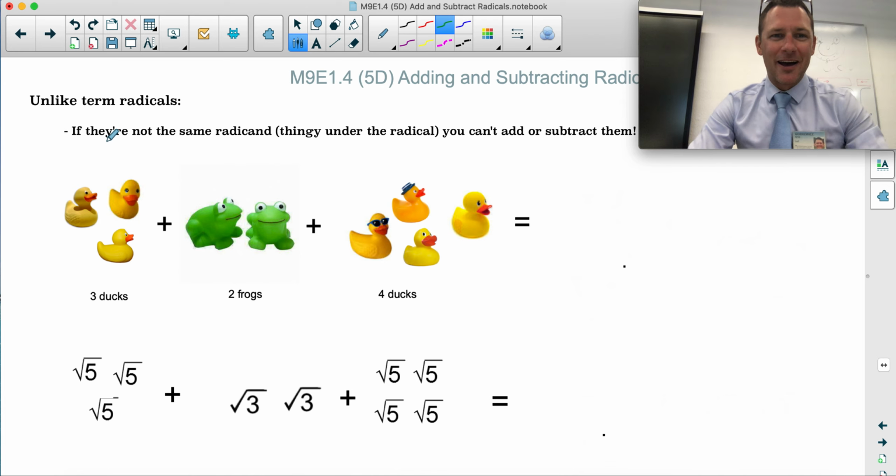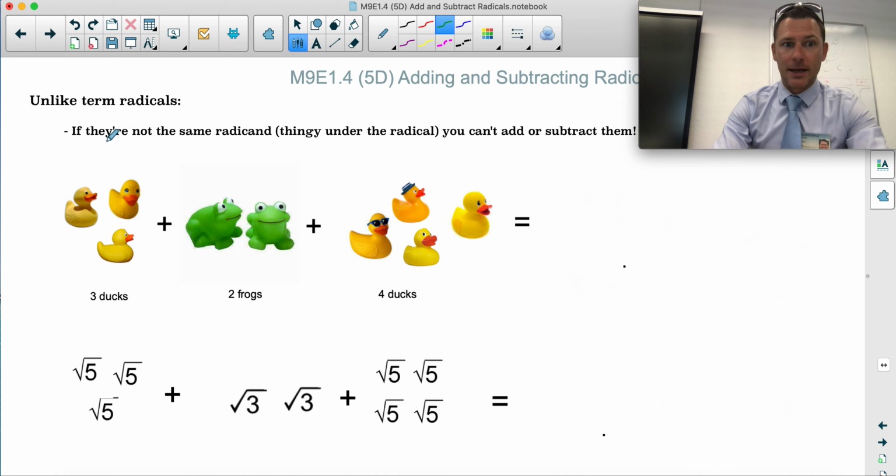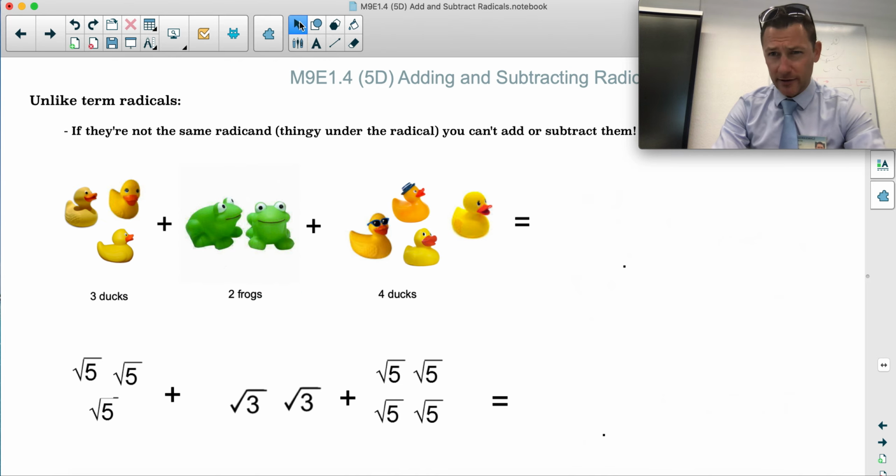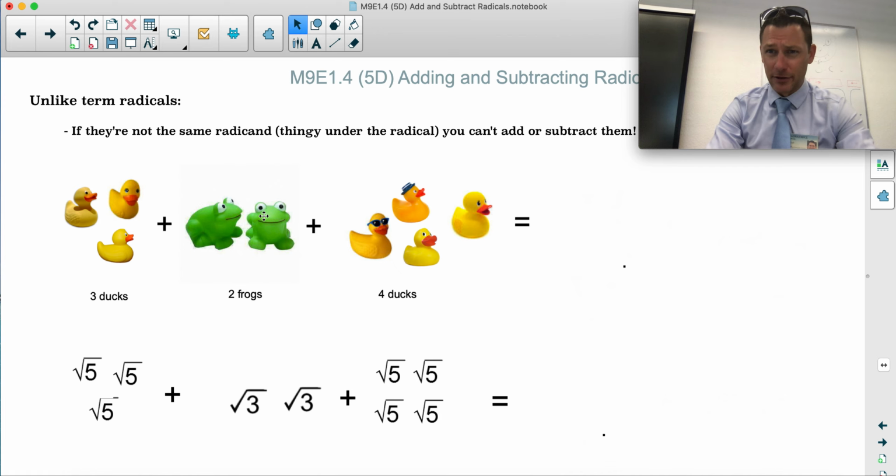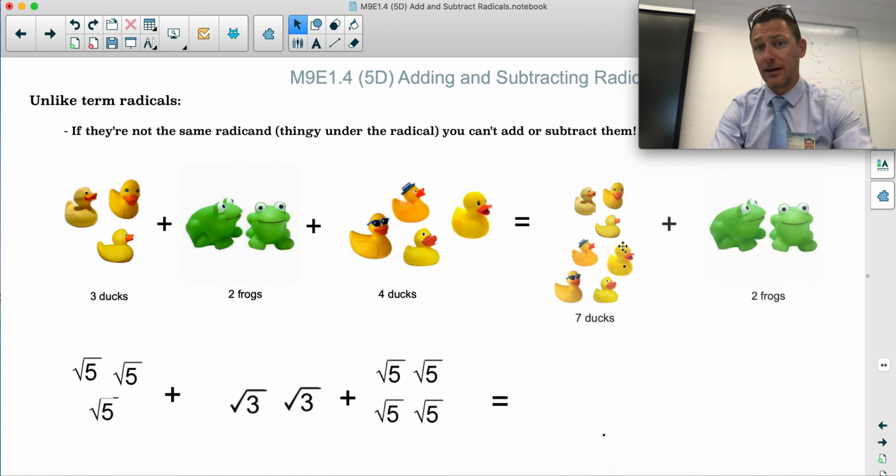All right, so sometimes you get things that aren't the same, that you can't add together, like 3 ducks and 2 frogs and 4 ducks. You get frog ducks if you add those up? No, you just don't add the ducks and the frogs together. You can add the ducks and the ducks together, right? You say I've got 7 ducks and 2 frogs.